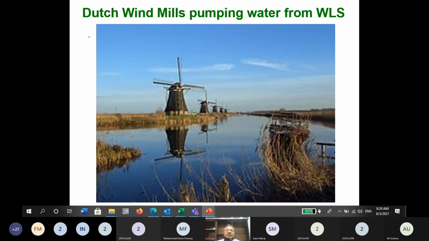Here in this figure there are Dutch windmills, which are pumping water from waterlogged soils, and they are throwing it into the channel.